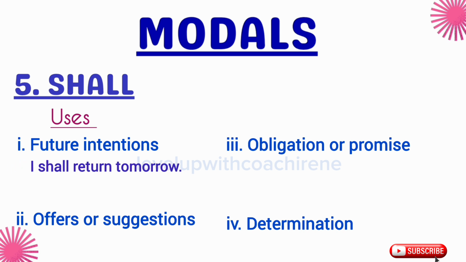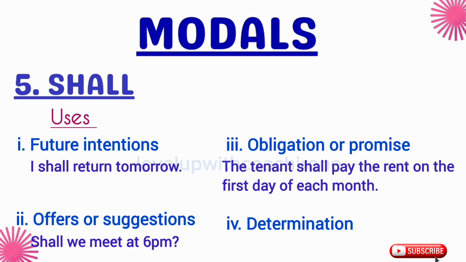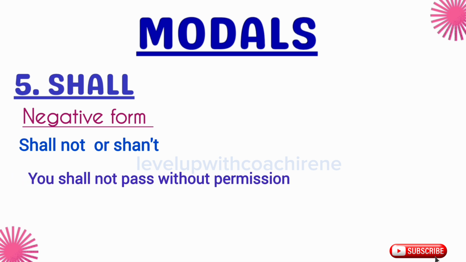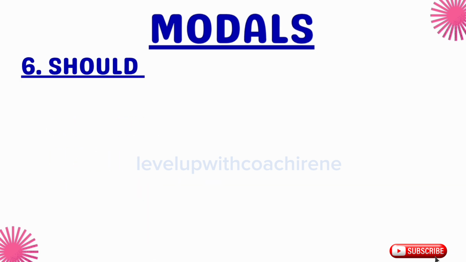Examples: I shall return tomorrow. Shall we meet at 6 p.m.? The tenant shall pay the rent on the first day of each month. We shall fight for our right. The negative form of shall is shall not or shan't. For example, you shall not pass without permission. Shall remains an important modal verb, especially in formal, legal, and literary language, even though it is less frequently used in modern day conversation.